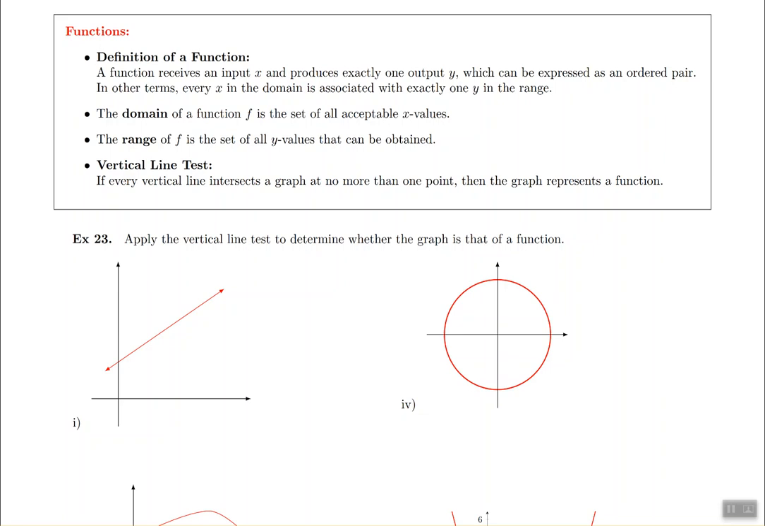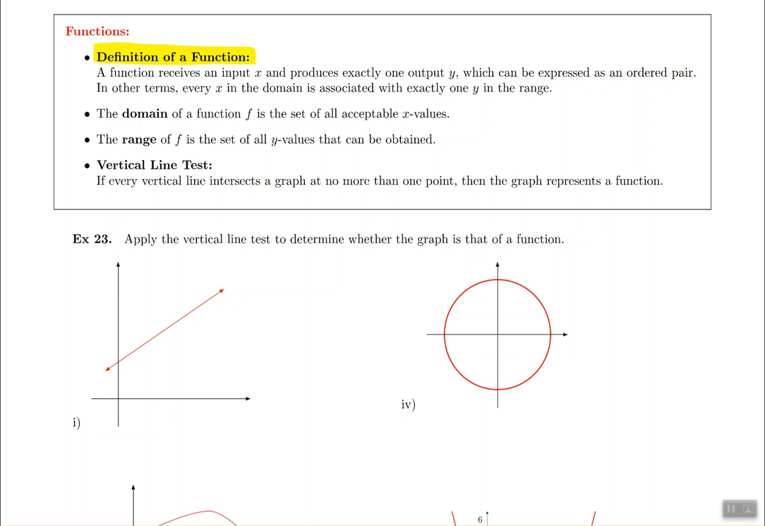In the next few videos, we will be discussing functions. Let's begin with the definition of a function. So I'll give you a second to read the first two lines here. A function is called a function when it receives an input x and produces exactly one output y, which can then be expressed as an ordered pair x comma y.